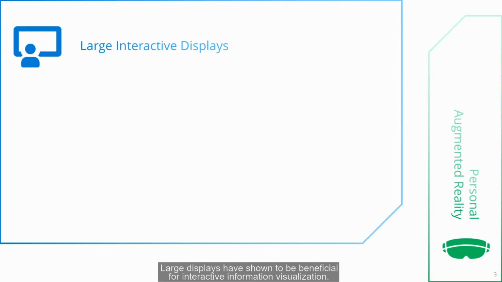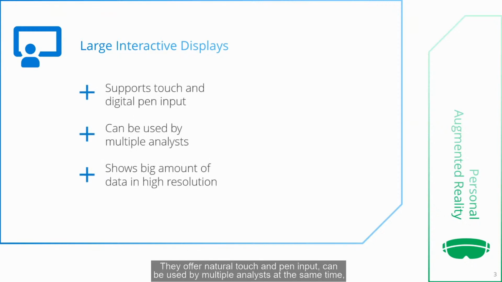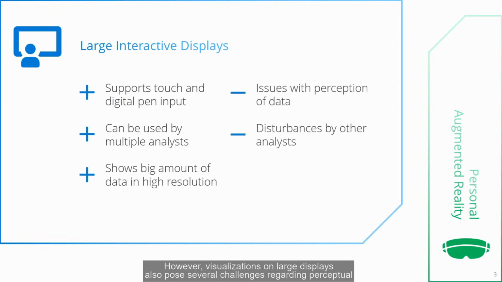Large displays have shown to be beneficial for interactive information visualization. They offer natural touch and pan input, can be used by multiple analysts at the same time, and allow showing a large amount of data in high resolution. However, visualizations on large displays also pose several challenges regarding perceptual issues, managing data and complexity, and multiple analysts disturbing each other.